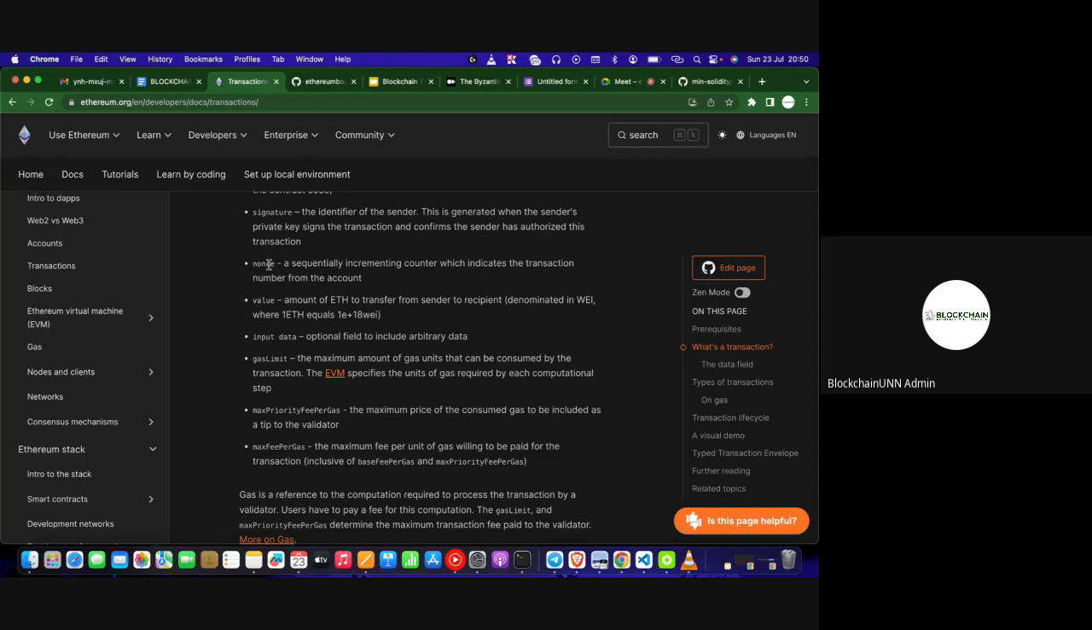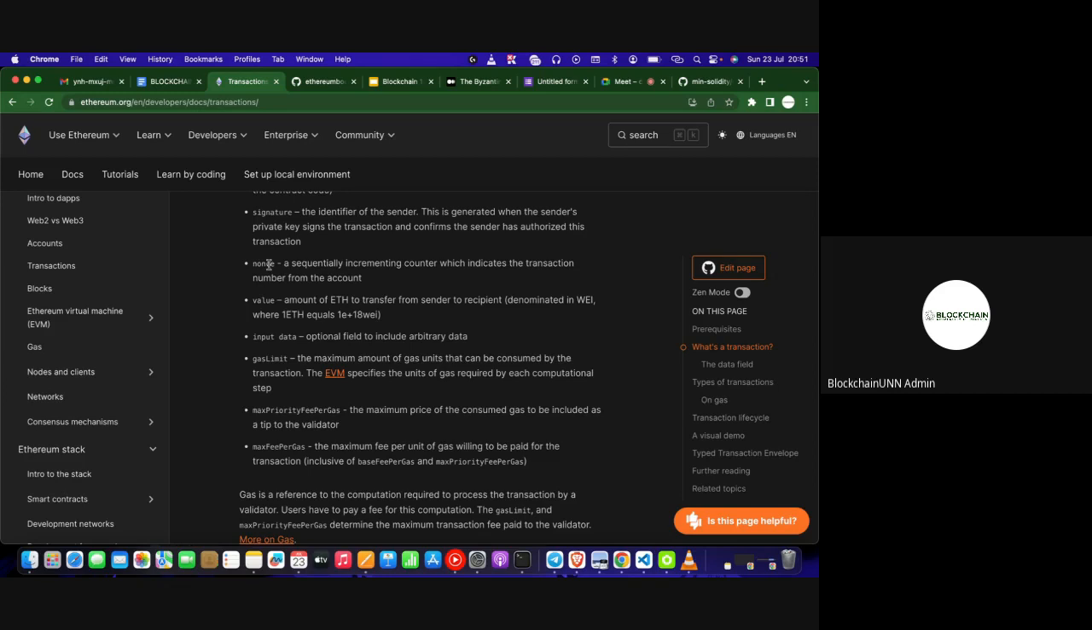Ethereum carries out transactions in a sequential manner, so the nonce increases sequentially. It indicates, like I said earlier, the transaction number from the account. So if we had a nonce of 12, that meant that was the 12th transaction I was carrying out from that account. Now we have the value. The value is the amount of ETH that you are trying to transfer from the sender to the recipient. The value can be anything. Then you have the input data, which is optional.